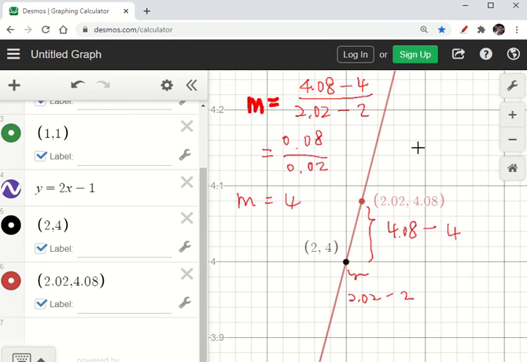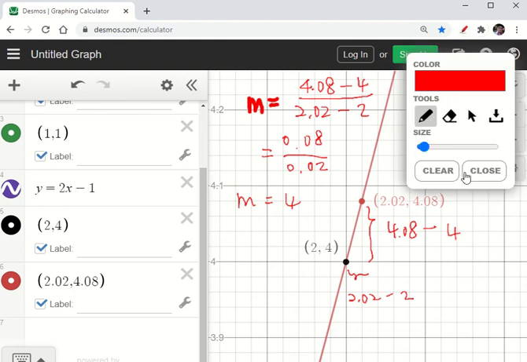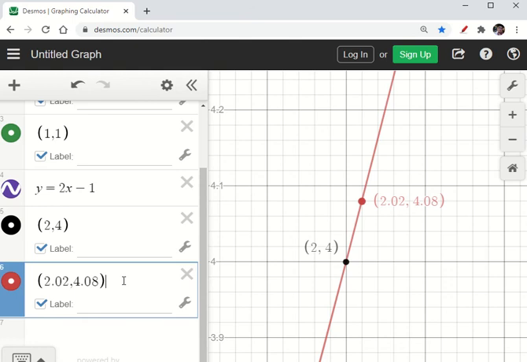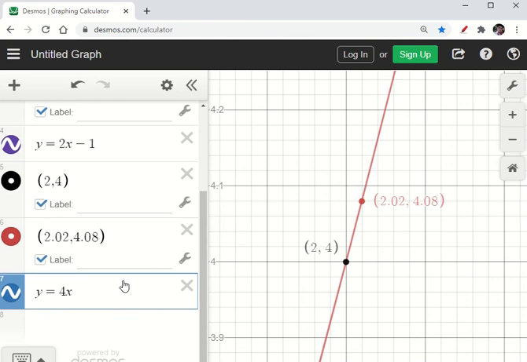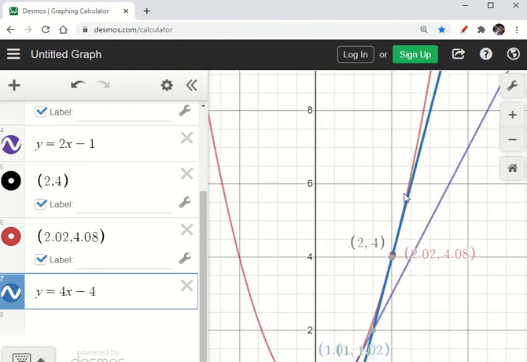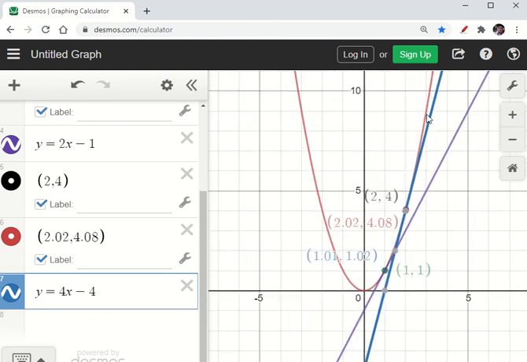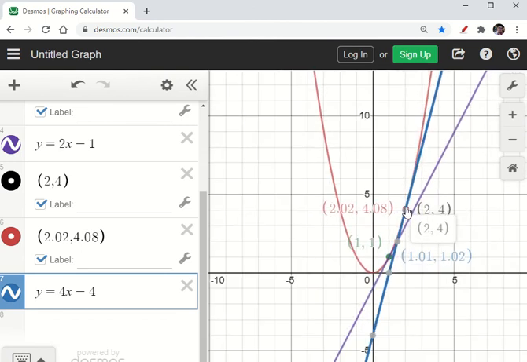So by drawing a tangent line, we can find the slope as well. The other method is to draw a tangent line. So let's draw a tangent line. When we draw a tangent line, we can find the equation is equivalent to 4x minus 4. So we can see that this line is the tangent to the curve at the point x equals to 2.